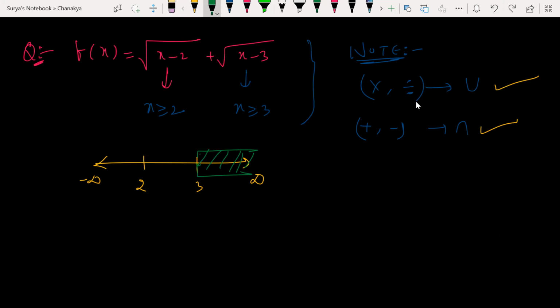What is the domain now? So here, greater than or equal to 2 means this one. Now what is common here? What is the common area? What is the common?